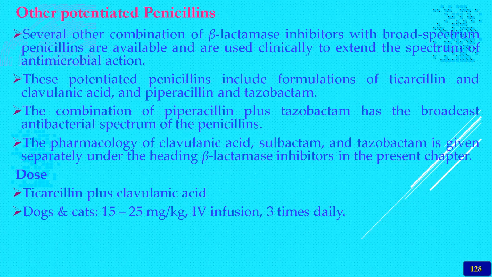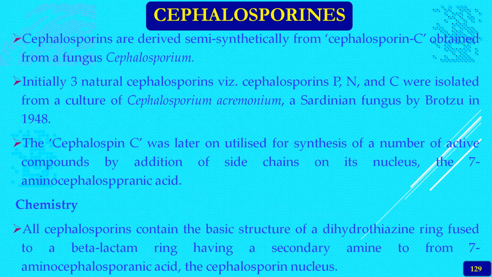The pharmacology of clavulanic acid, sulbactam and tazobactam is given in other chapters, especially as a table. The dose in dogs and cats is 15 to 25 milligram per kg IV infusion. It should be administered in IV infusion fluids. Especially after surgery, this drug is used: tazobactam and piperacillin.